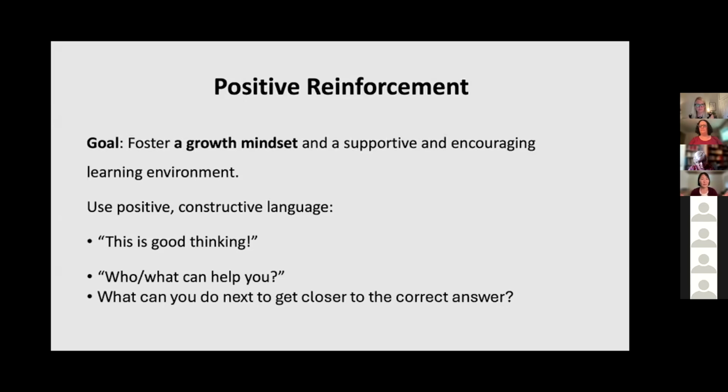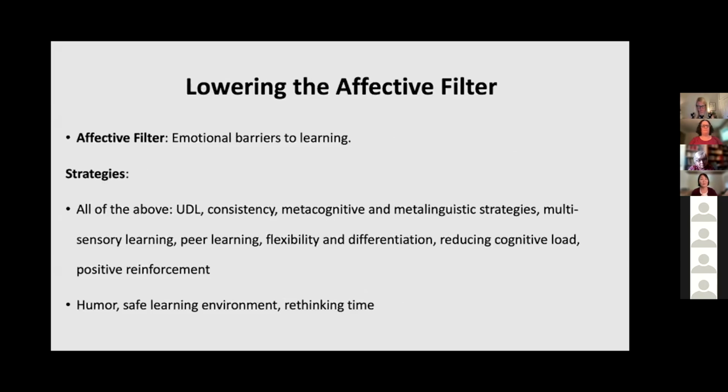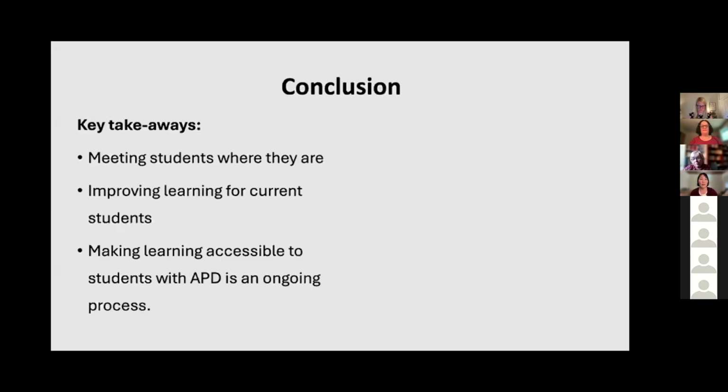Positive reinforcement is also really important, right? Encouraging all students, not only students with APD, but everybody to say, no, this is good thinking, or who can help you figure out the correct answer? How can we get closer to the correct answer? So all of these strategies serve to lower the affective filter. I skip talking about UDL, but UDL is great for it. Consistency, metacognitive, metalinguistic strategies, peer learning, flexibility and differentiation, and also reducing cognitive load.